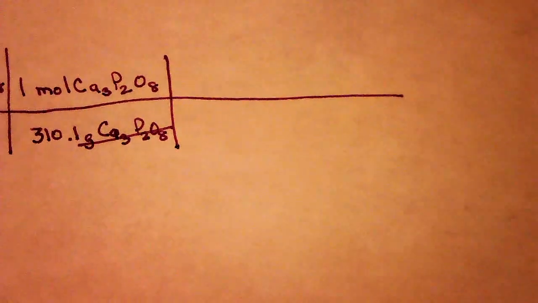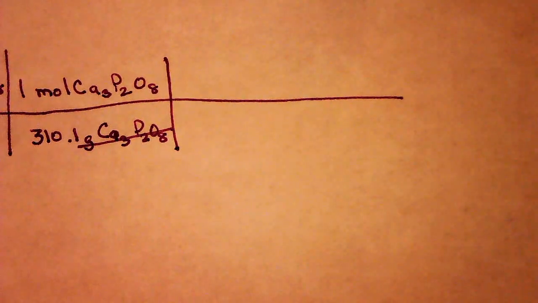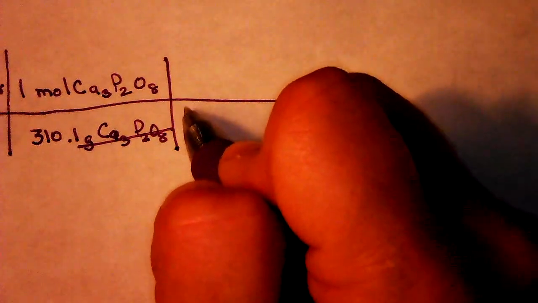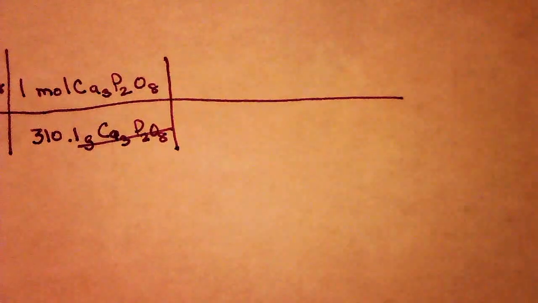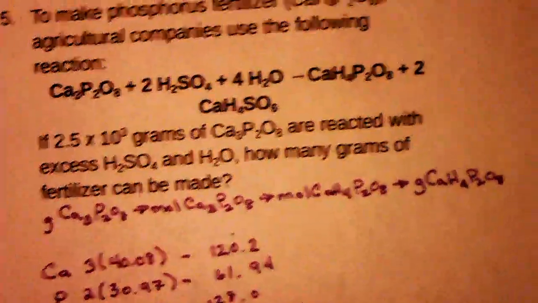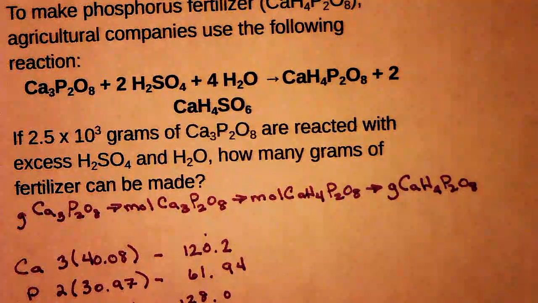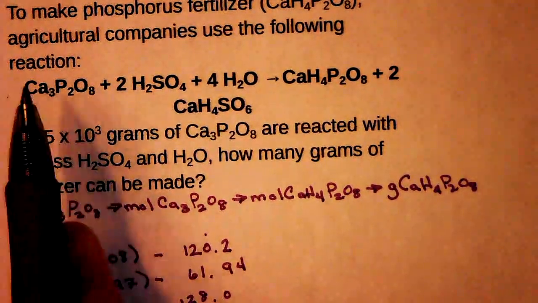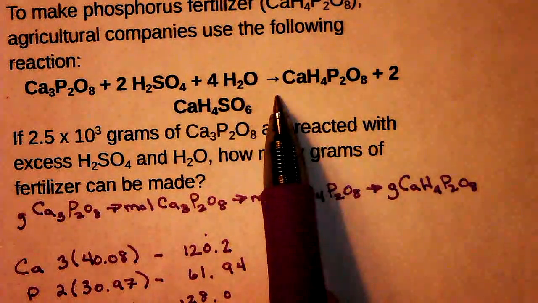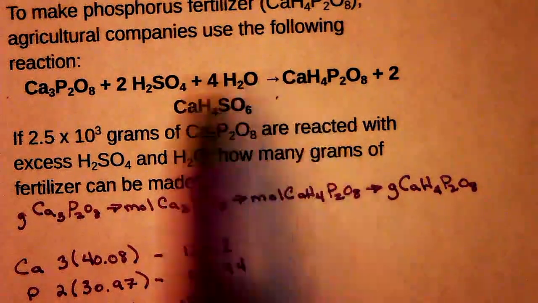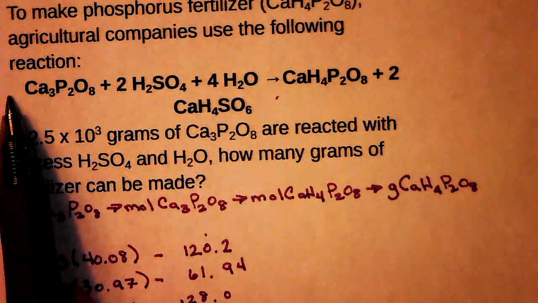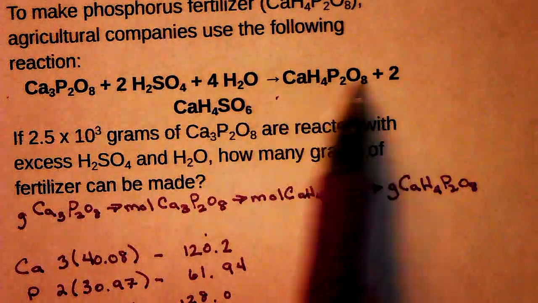Okay, now we can get rid of the grams of Ca3P2O8. Now we're in moles. Remembering our roadmap, we go from moles of what we have to moles of what we want. So we are now going to look back at our equation. Our equation was Ca3P2O8. There's 1 mole of that, and there is 1 mole of CaH4P2O8. So I can say 1 mole of this will yield 1 mole of this. So that's exactly what I'm going to do.